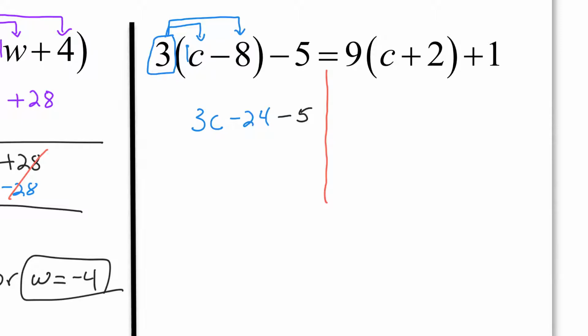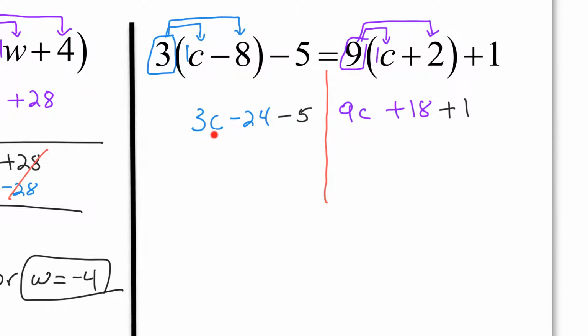On the other side, I'm going to multiply the 9 times the 1c right there. So that's going to be 9c. And the 9 times a positive 2. That's positive 18. And then you guys bring down the plus 1. So now you guys have to look for what else can you do on the left side and the right side. So let's go ahead and look on the left side.